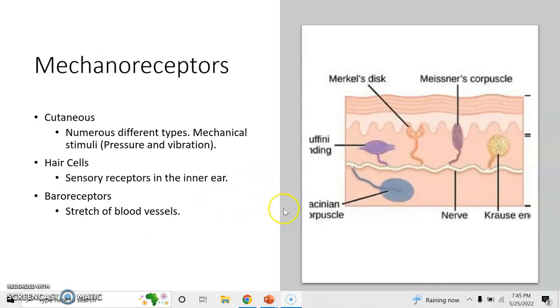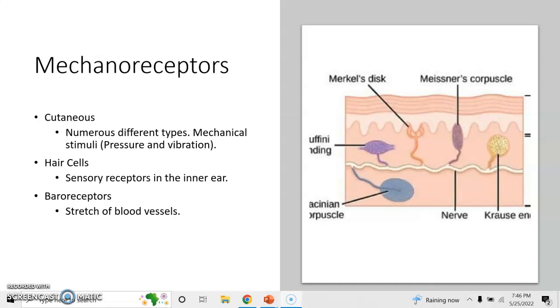But one other type of receptor I'll talk about that was talked about in our lectures is the Pacinian corpuscle, which responds to pressure on the skin or the release of pressure, and it's mostly gross pressure. But these use action potentials, otherwise known as depolarization of the membrane, to send signals up through the central nervous system and to the brain.